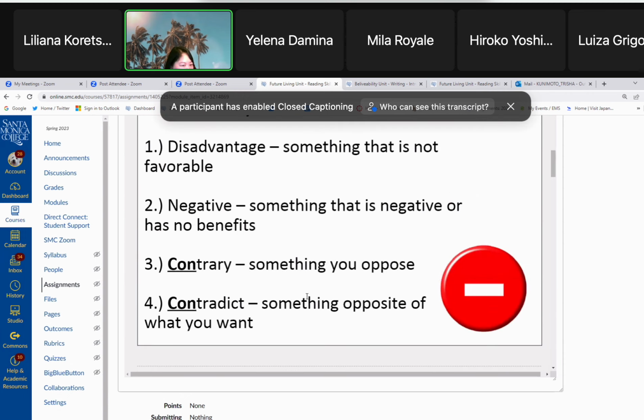Okay. And then we have what we call cons from contra. It usually shows disadvantage. So it's showing why something is not favorable, why it shows the negative sides of something, where it's contrary, something that people oppose or resist, okay, or contradict. They're showing some sort of difference or some sort of opposite of what wants to be done. Okay, so that is what you're looking for when you are doing a reading.